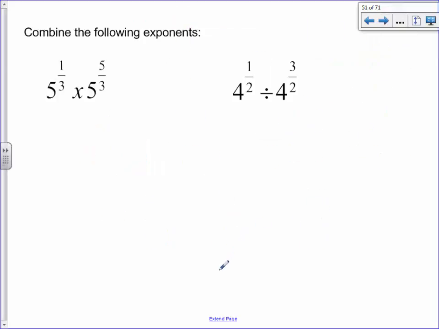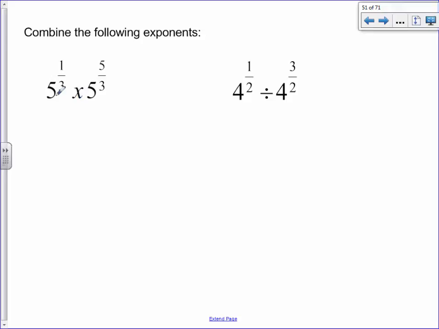Okay, let's do some examples. Can I put these things together? Do they have like bases? Yeah, they're both 5s. But how do I deal with it if it's a fraction? Well, the same rules still apply.